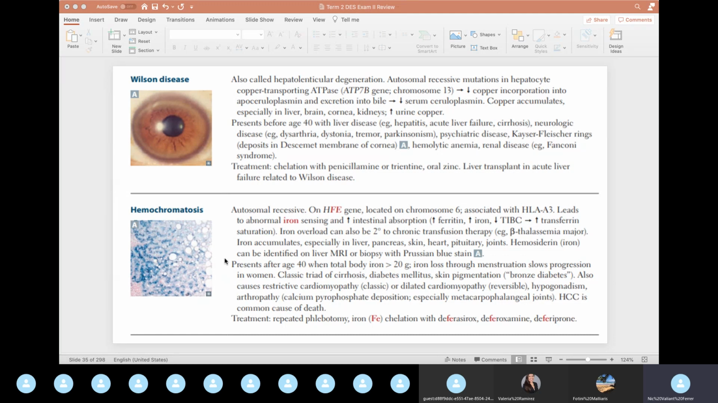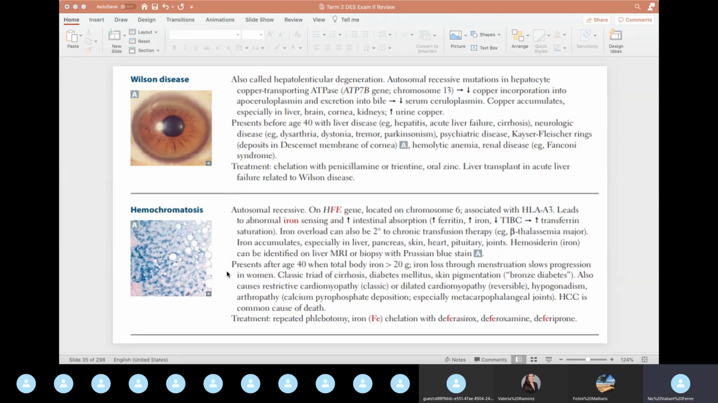What if I have abnormal iron sensing and I keep on absorbing iron? Then iron is going to accumulate. Think about those people who have chronic transfusions, like beta thalassemia major. The iron is going to accumulate everywhere in the body. You can have it in the liver, in the pancreas. When you get a biopsy and stain it with Prussian blue, you're going to see hemosiderin. These are your iron deposits. Look here on the lower left-hand side, the blue ones inside are your hemosiderin deposits.